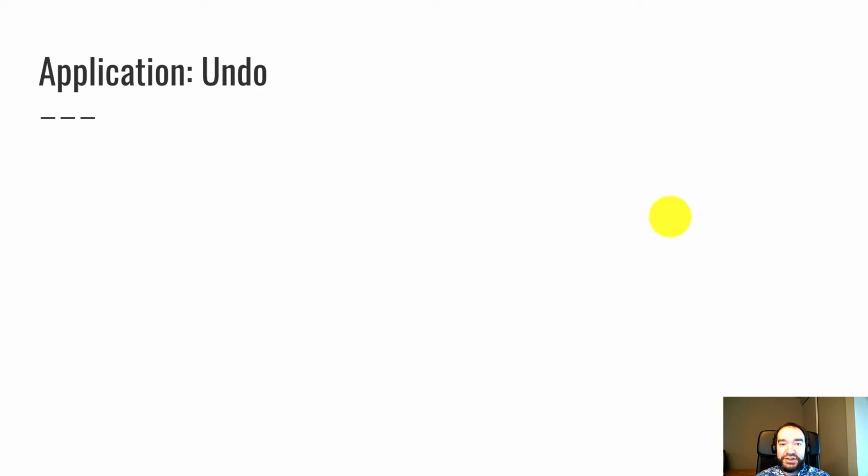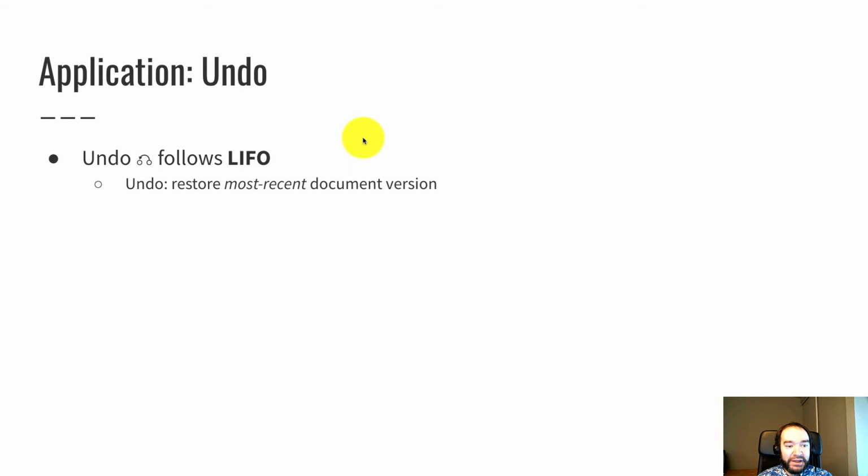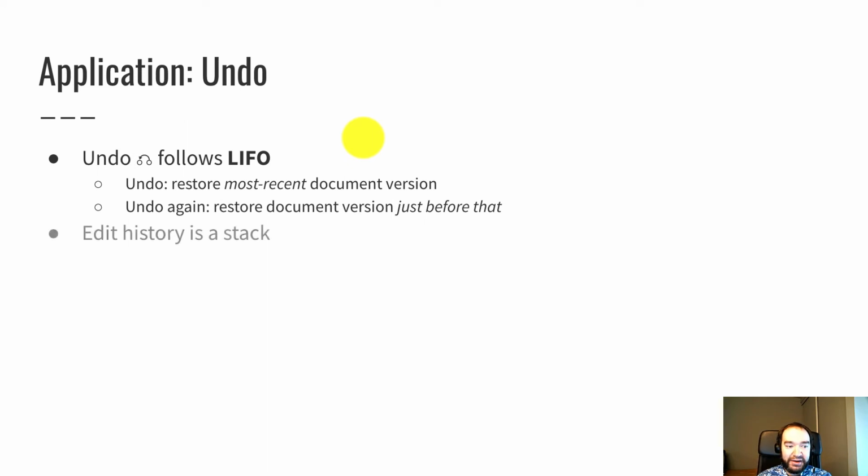A similar application is the undo button in a word processor or text editor. Those have an undo button. It's kind of similar to the back button. It also follows this last in, first out ordering. So when you undo, you want to restore the most recent version of the document, not the current one we have now, but whatever we had before I did the most recent thing, like typing or deleting or something. And you can undo a second time, and that gives you the version before that. And if I undo again, it's the version before that, and so forth.